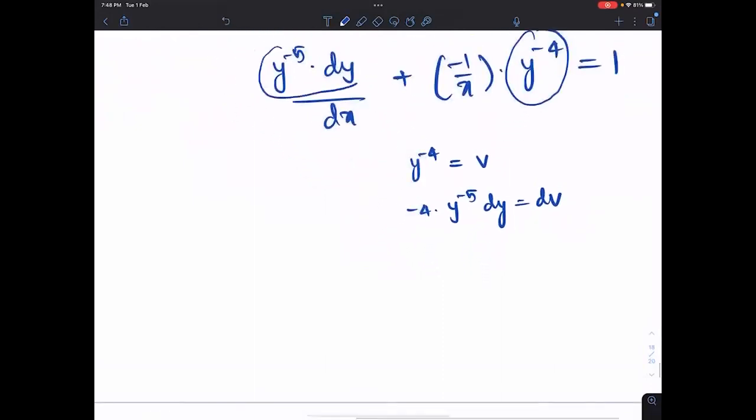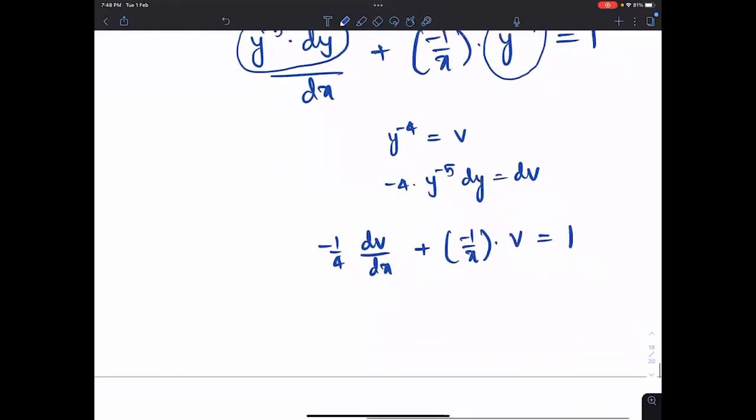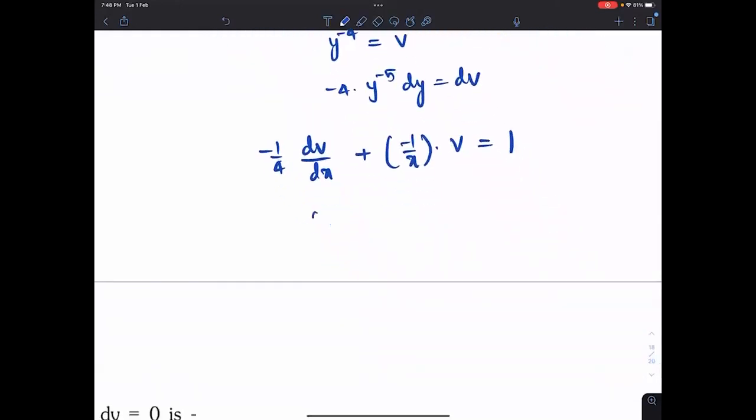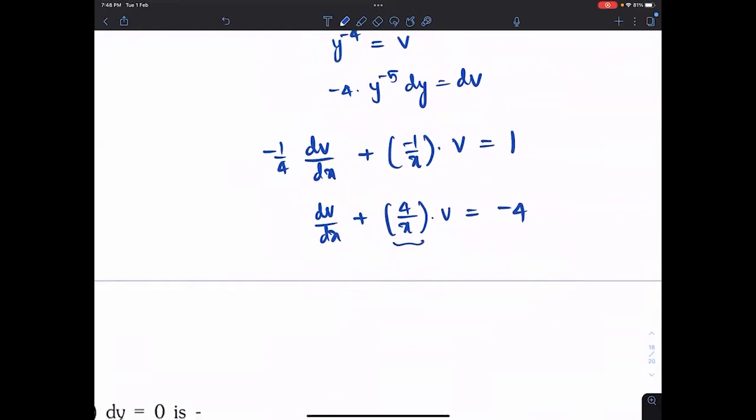So replace this, you write it as minus 1 by 4 times dv by dx plus minus 1 by x times v is equal to 1. Now this became an LDE, no? Just multiply with minus 4: dv by dx plus 4 by x into v is equal to minus 4. Now this is an LDE, and you can solve it.